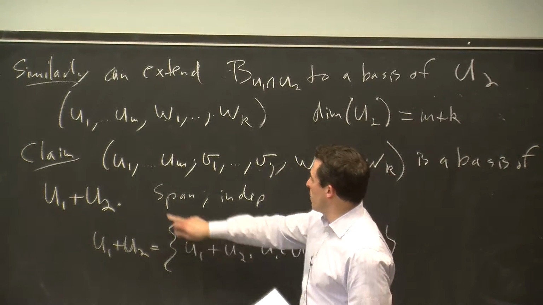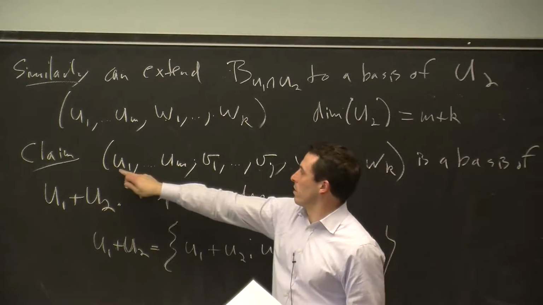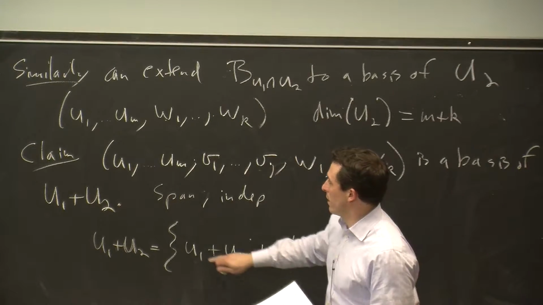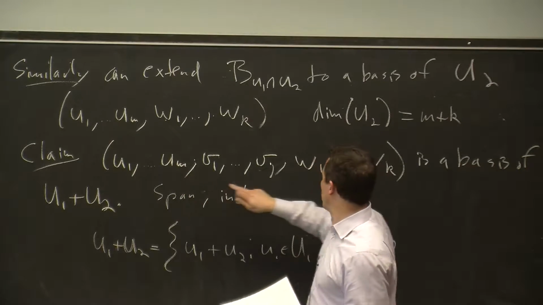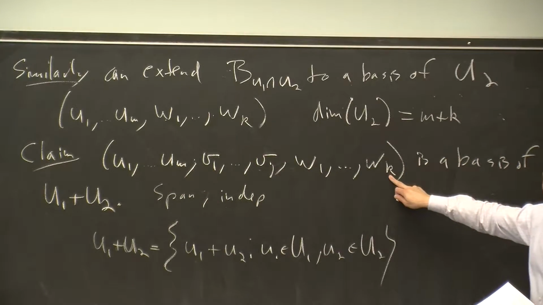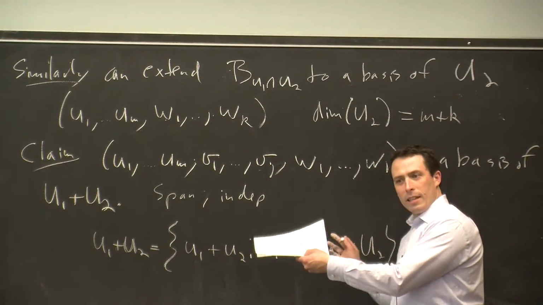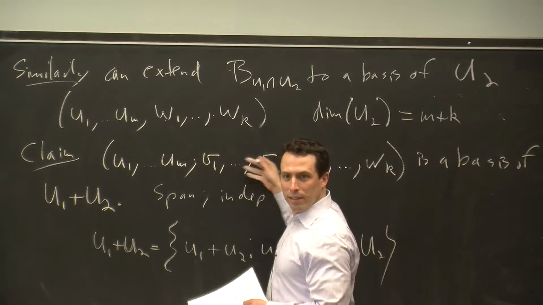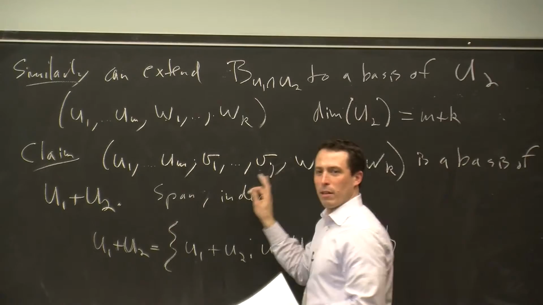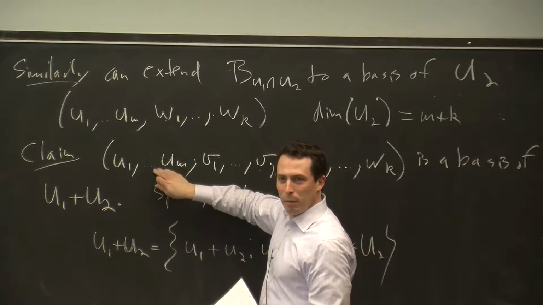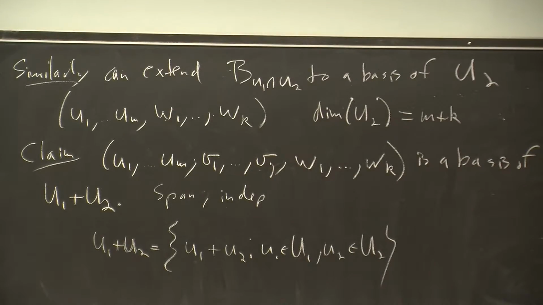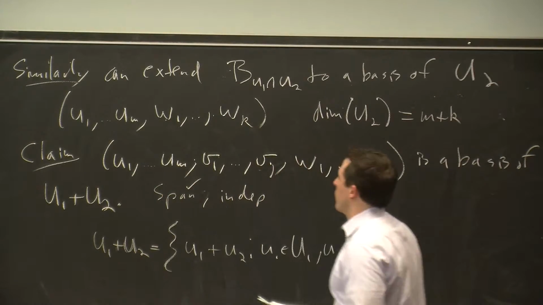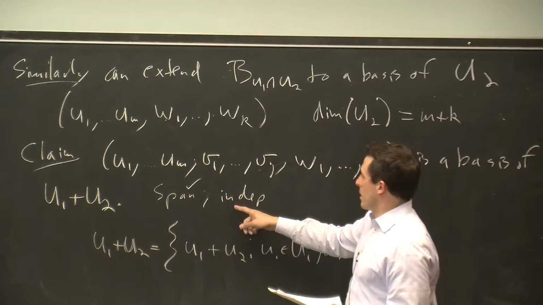Well, everything in U1 can be written as a linear combination of the first m plus j vectors. Everything which is in U2 can be written as a linear combination of the U1 up to the UMs and the W1 up to WK. And I'm allowed to take sums inside the space which is the span of this thing. So therefore, anything I can write in this form, I can write as a linear combination of these vectors. There's going to be a little overlap, right? I write an expression for that, I'm going to get two copies of this one. Okay, so great. So the span works. And so the main thing to show for this to be a basis is that it's linearly independent.